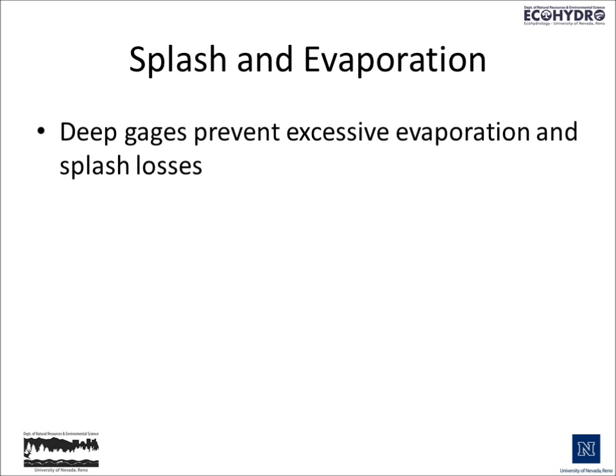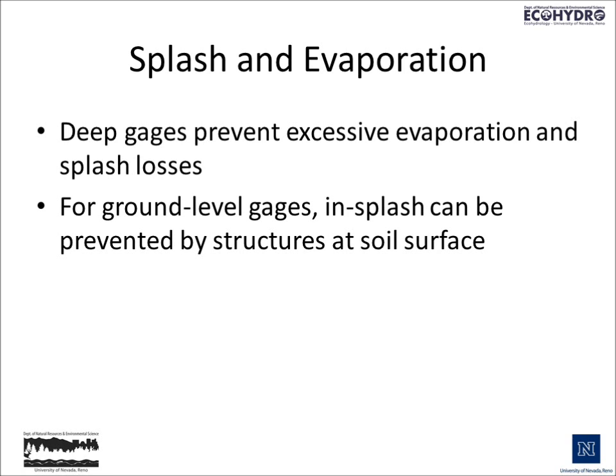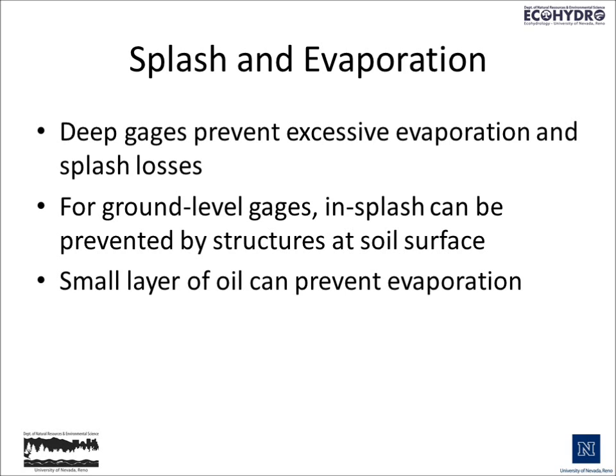Splash and evaporation. Well, when we have deep gauges, we can prevent excessive evaporation and splash losses. For ground level gauges, in-splash can be prevented by structures at the soil surface, for example, a small curb. But this is a very important one.